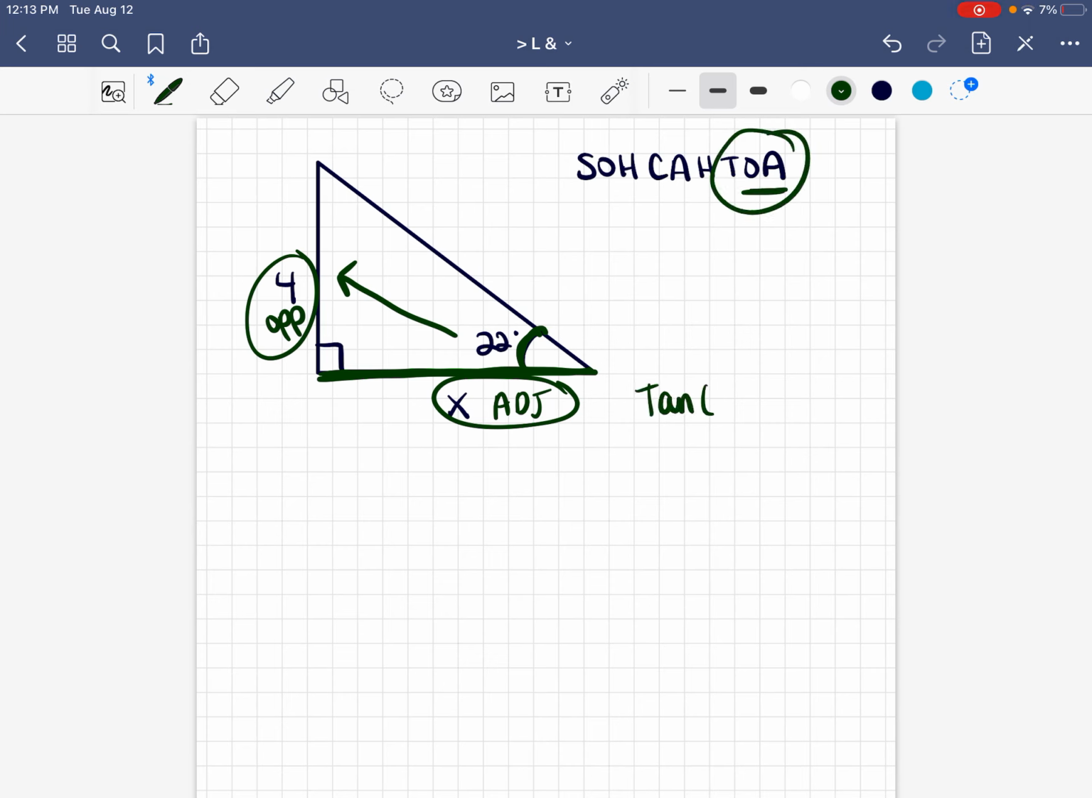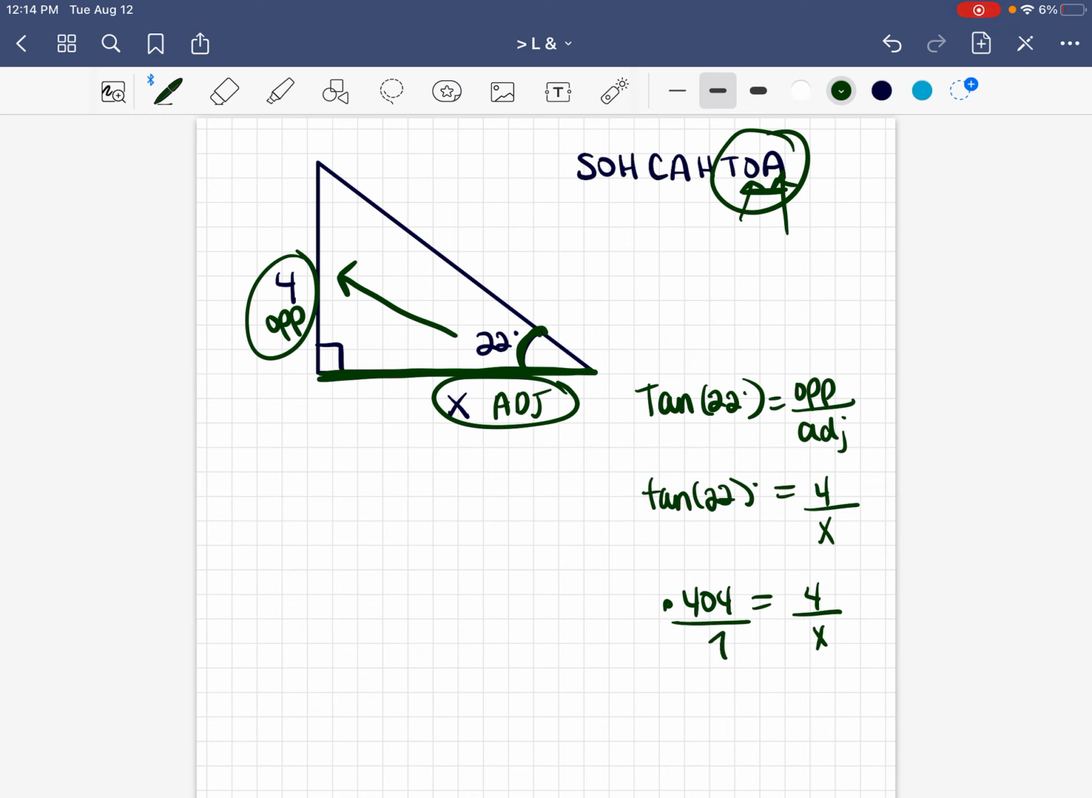So let's go ahead and write tangent of the angle. So the angle is 22 degrees is equal to opposite over adjacent. Okay, so what do we plug in? Opposite is 4, adjacent is x, is equal to tangent 22. So how do we figure out what tangent of 22 is? We just put it in as tangent 22 parentheses. So tangent of 22 is 0.404 is equal to 4 over x.